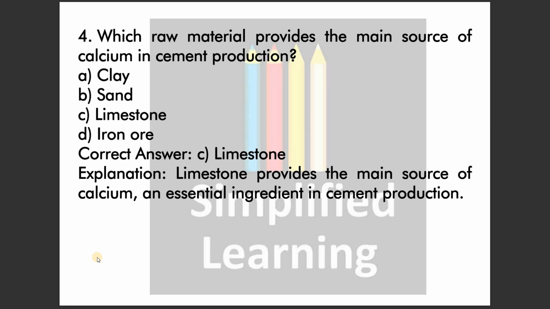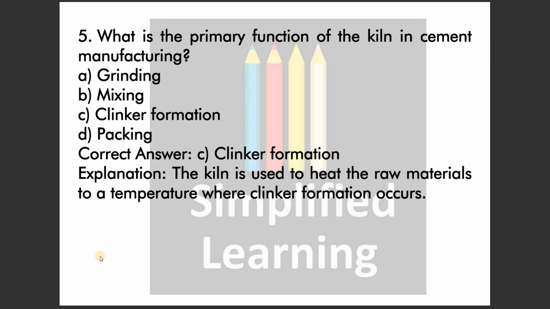Question 4. Which raw material provides the main source of calcium in cement production? Out of the options clay, sand, limestone or iron ore, the answer is limestone. It is the essential main source of calcium. Then, the primary function of the kiln in cement manufacturing. The kiln forms the clinker in cement manufacturing.